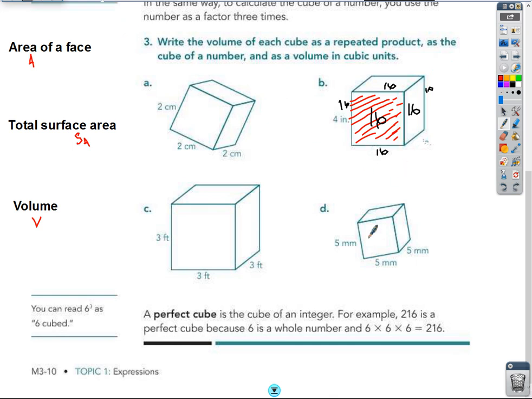So hopefully you were able to first, when we say you're looking for the area of a face, we know again, we're just going to take any one of the faces. It could have been any one of the 6. I could have done this one. I could have done this side here. I could have done the side on the top.